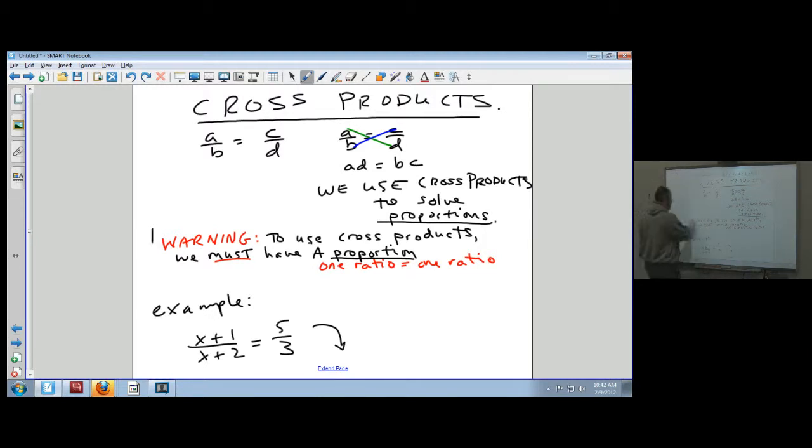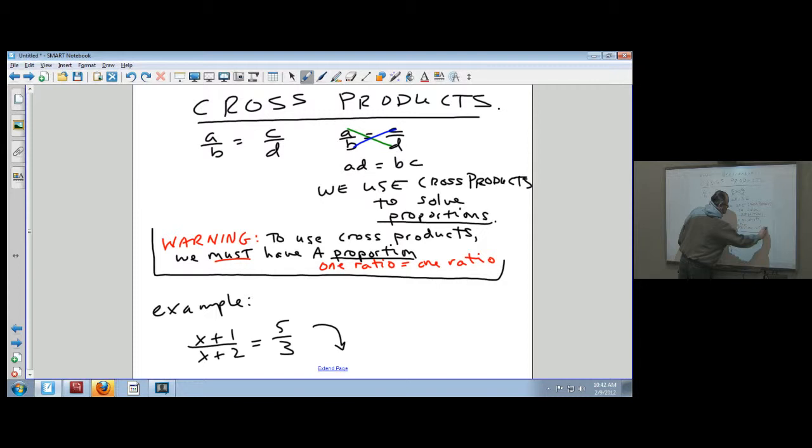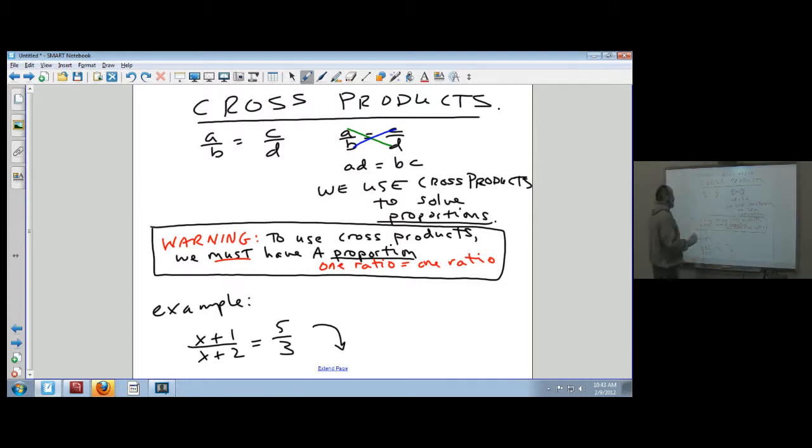Now I'm going to give you a warning. To use cross products, we must have a proportion. In other words, one ratio equaling another.